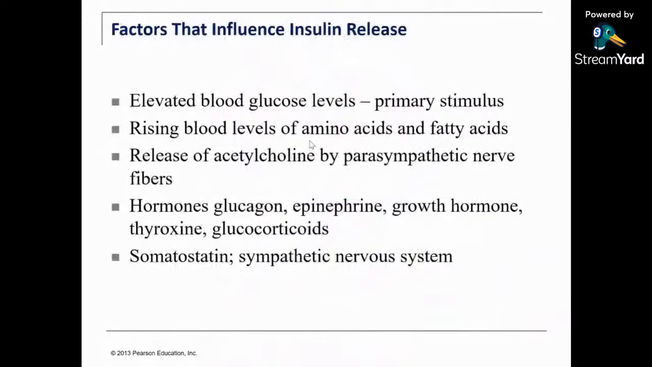Factors that influence insulin release: elevated blood glucose level, primary stimulus, rising blood levels of amino acid and fatty acid, release of acetylcholine by parasympathetic nerve fibers, hormones, glucagon, epinephrine, growth hormone, thyroxine, glucocorticoids, somatostatin, sympathetic nervous system.